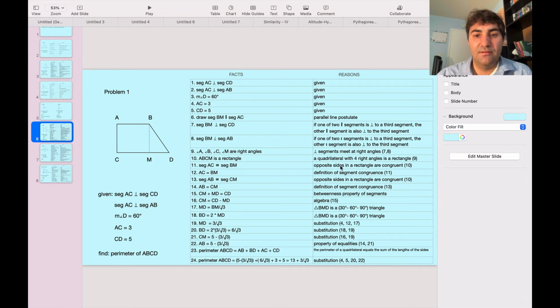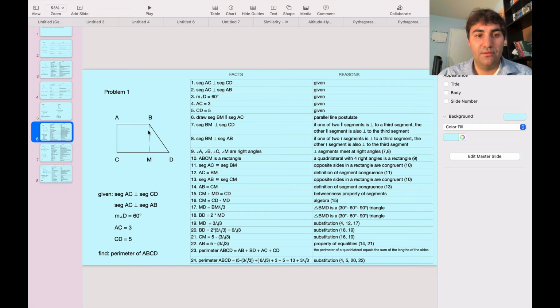We know opposite sides in a rectangle are congruent, so segment AC is congruent to segment BM, and therefore by definition of congruence, length of segment AC equals the length of segment BM. We also know that segment AB is congruent to segment CM because opposite sides in a rectangle are congruent, and then applying the definition of congruence again, length of AB equals length of CM. Now, we know by the betweenness property of segments that length of CM plus length of MD equals length of CD, right? So we can isolate CM: it's equal to CD minus MD.